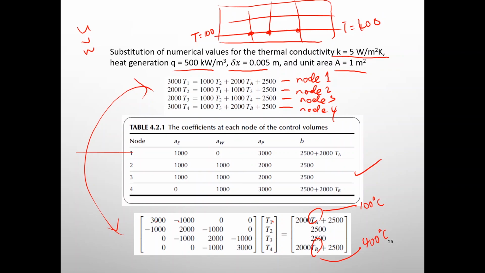Boundary conditions are the ones that can help you simplify or reduce the number of unknowns in your equations. For this example, you have 6 unknowns. You have 6 temperatures, T1, T2, T3, T4, TA, and TB, but you only have 4 equations. So by having boundary conditions, you can reduce the number of unknowns. And by doing that, you can use elimination or substitution methods to solve the unknowns.